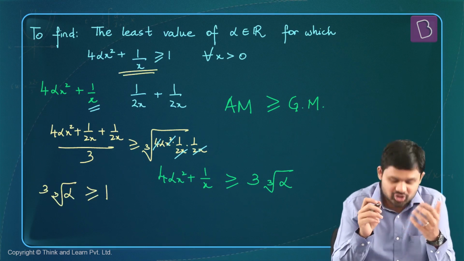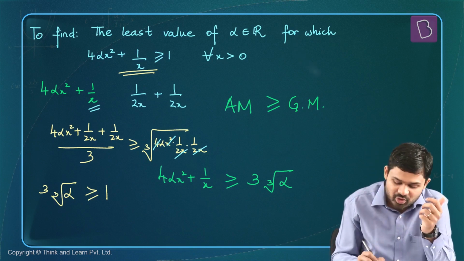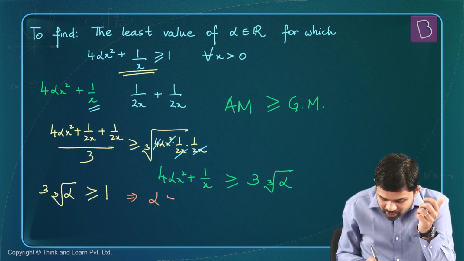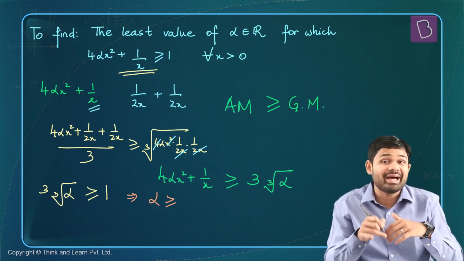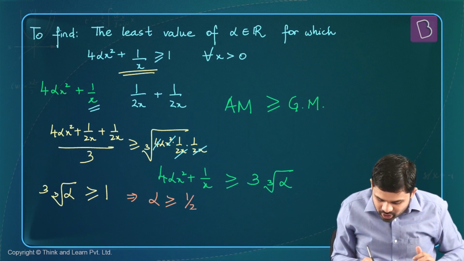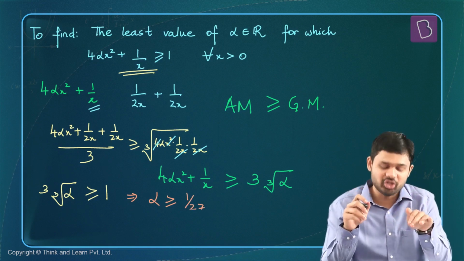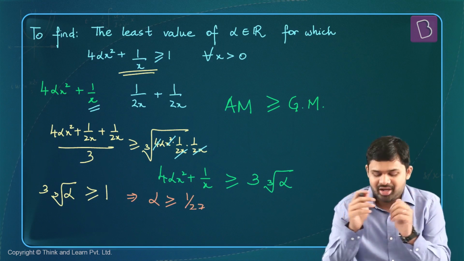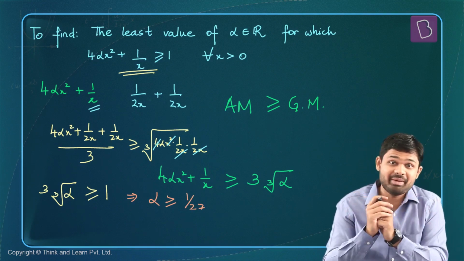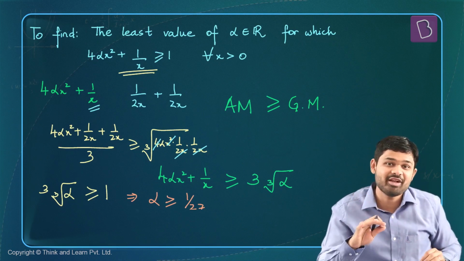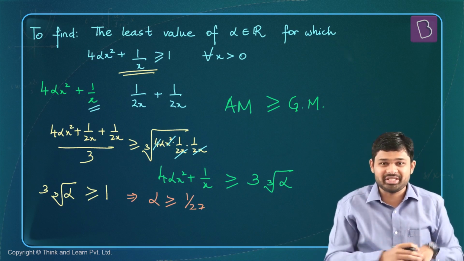So your 3 times cube root of alpha should be greater than or equal to 1, which implies that your alpha should be greater than or equal to (1 by 3) the whole cube, which is 1 by 27. So the minimum value of alpha for this equation to hold true for all real positive numbers x is alpha equal to 1 by 27. So the least value of alpha is alpha equal to 1 by 27.